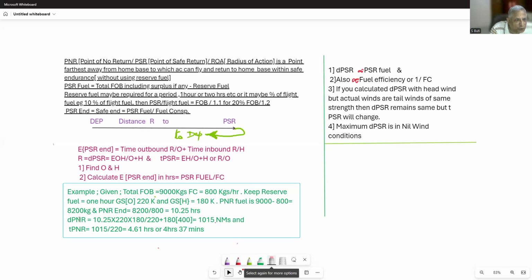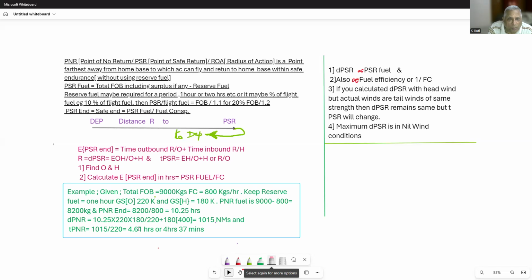So your distance to PNR will be E, endurance, into ground speed outbound into ground speed home, divided by O plus H. And your answer will be 1015 nautical miles, and time to PNR will be this 1015 nautical miles divided by ground speed outbound of 224.61 hours, or 4 hours 37 minutes. Multiply decimal of hours with 60 and you get minutes, or go to your nav calculator.